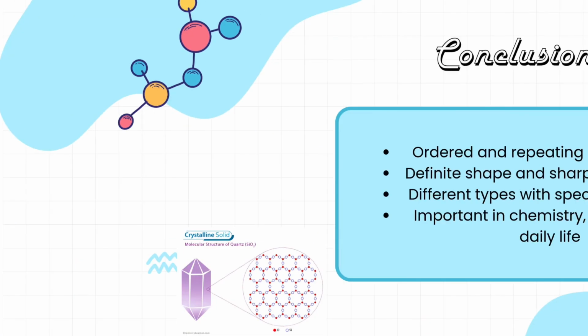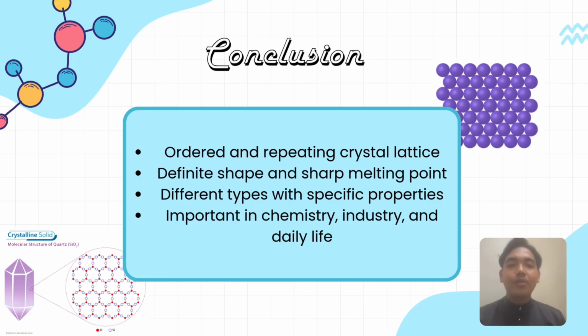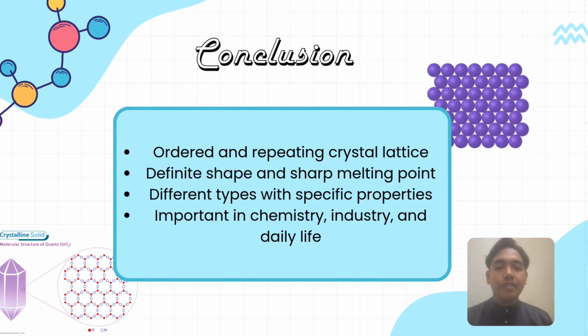For the last part is the conclusion. In conclusion, crystalline solids are solids that have an ordered and repeating structure. This arrangement gives crystalline solids their definite shape and sharp melting point. There are different types of crystalline solids, and each type has its own unique properties that make it useful for different applications. Therefore, crystalline solids are very important in inorganic chemistry and play a major role in industry and everyday life.